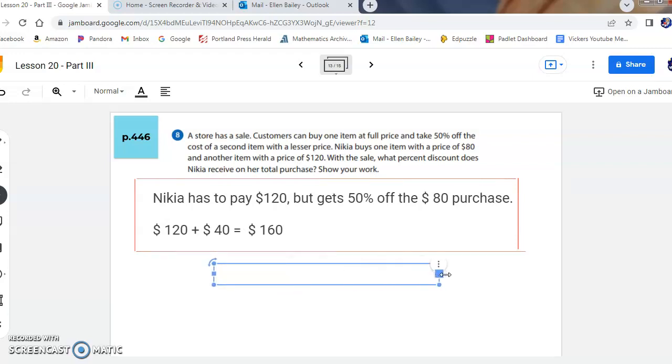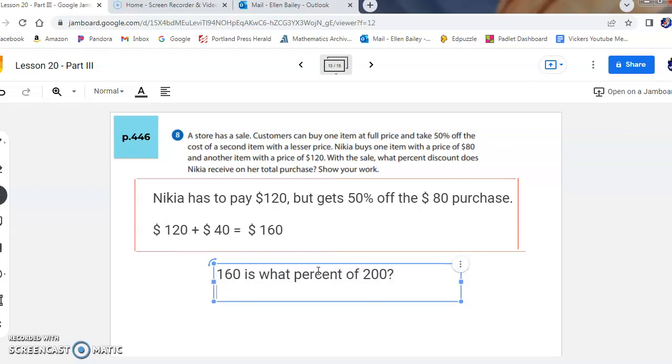So here's what I want to know. The total purchase would have been $200. So I want to know this. 160 is what percent of 200? All right, and I'm doing this out on purpose so you can see what I'm doing. So 160, that becomes an equals. 160 equals. Okay, so remember, whatever's on each side of the n, you're going to multiply together. So 200 times n. All right, now what I want to do is divide both sides by 200.